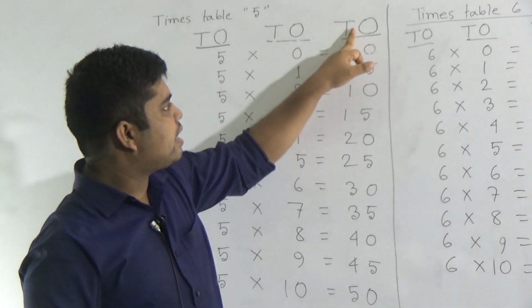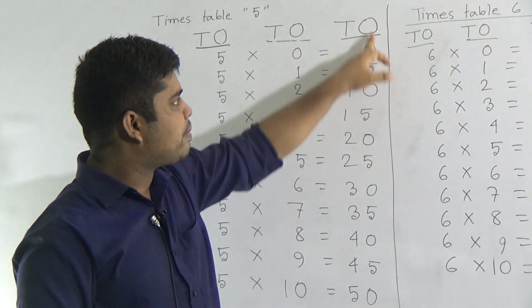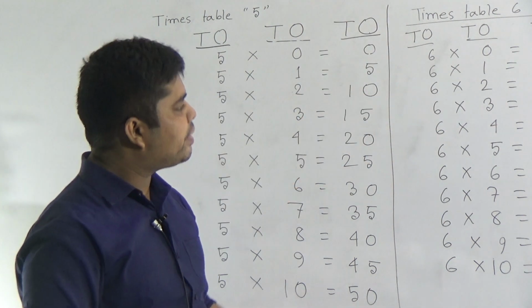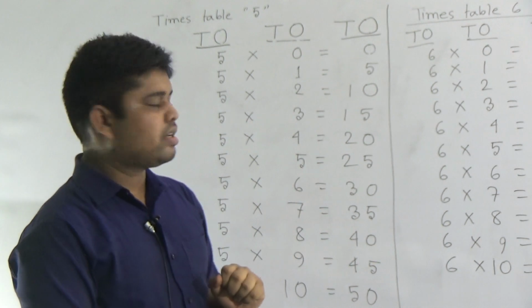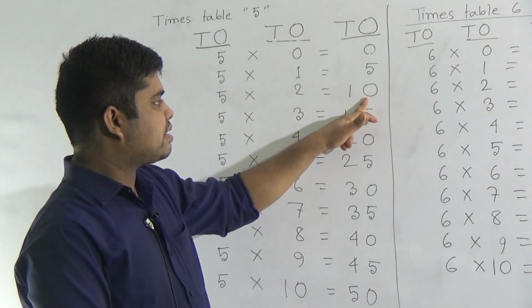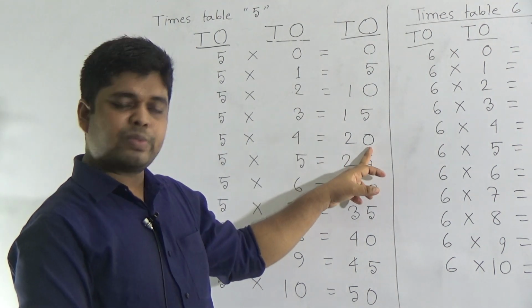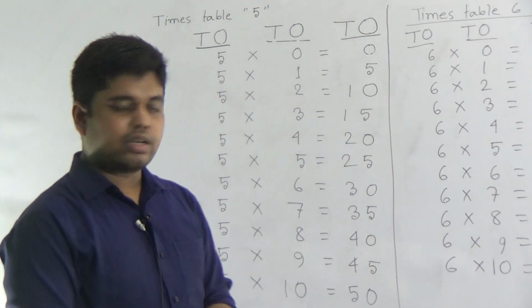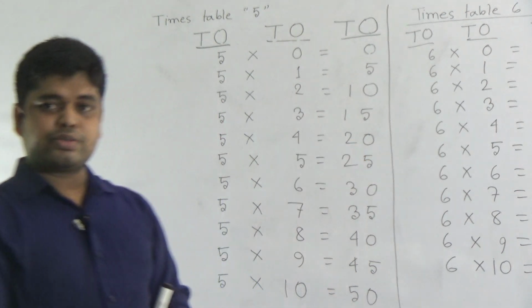Next, again you write TO, 0 in ones place, 5 in ones place. Then all the numbers have ones place and tens place because they are two-digit numbers. Suppose 20, it has 0 in ones place and 2 in tens place. I hope you have understood. Now I read how to read times table.